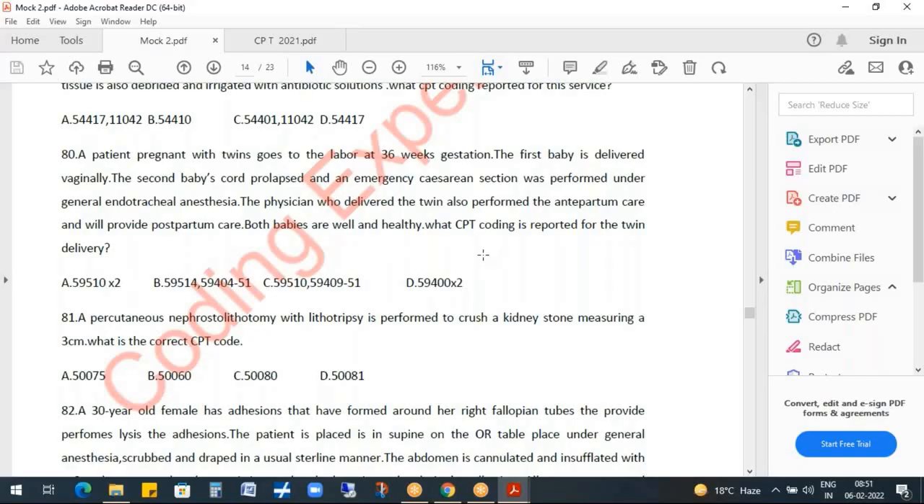This is a rule. The third point is, if one baby is vaginal and one baby is C-section, then code the C-section first, code 59510, then 59409, 51 modifier. Okay. So we don't need to code the cesarean delivery separately. Already we coded cesarean delivery in 59510. The code itself indicates cesarean delivery. 59409 indicates vaginal delivery.